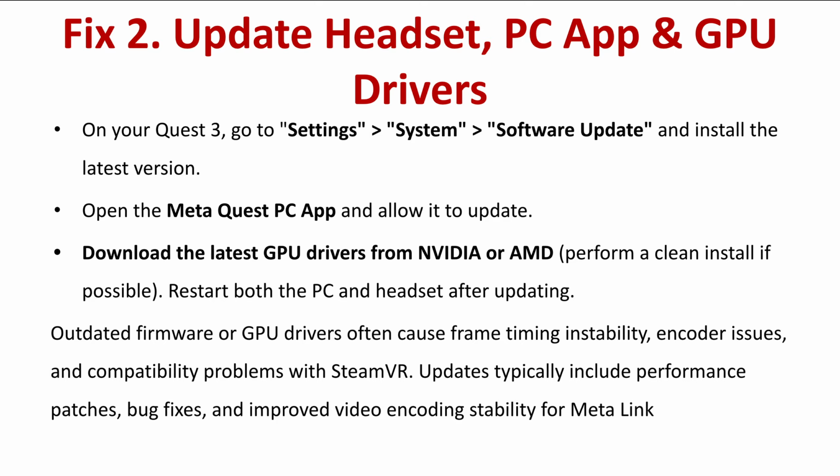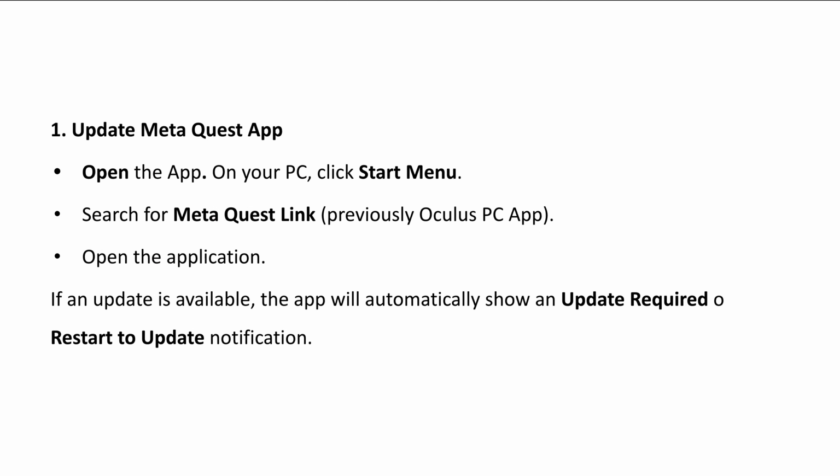So the second fix is to update the headset, PC app and GPU driver. On your Quest 3, go to settings, then system, then software update and install the latest version. Open the Meta Quest PC app and allow it to update. Download the latest GPU driver from NVIDIA or AMD, then perform a clean install if possible. Restart both the PC and headset after updating. Outdated firmware or GPU drivers often cause frame timing instability, encoder issues, and compatibility problems with SteamVR. Updates typically include performance patches, bug fixes, and improved video encoding stability for Meta Link.